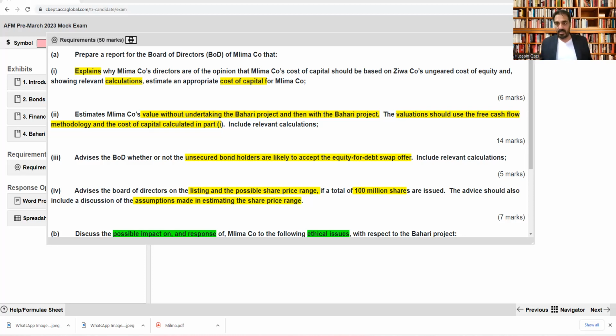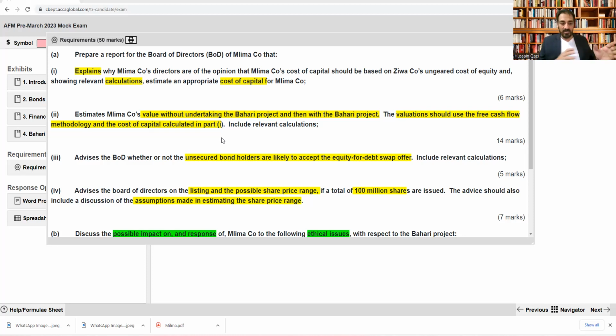So ask yourself, have you read the requirement very precisely and understood the requirement accordingly? Always approach your answer according to the requirement. For the next 3 to 4 days, you have to practice with the same advice, whatever I'm giving to you right now. Okay, so the first part, the calculation.